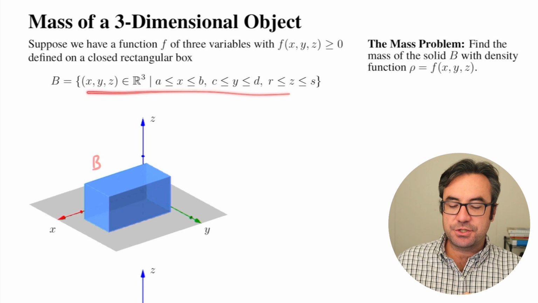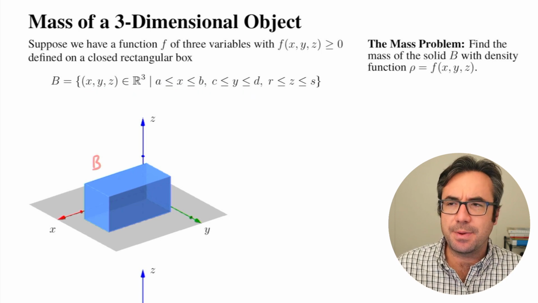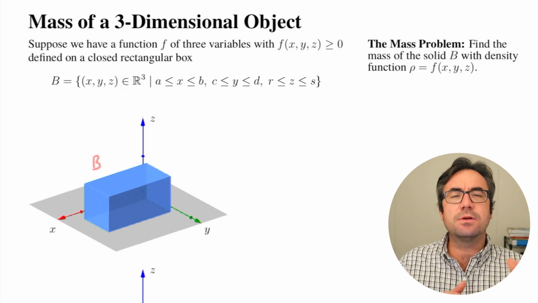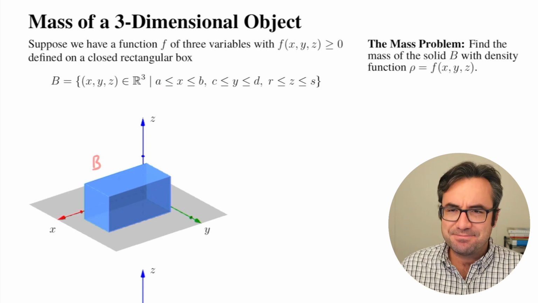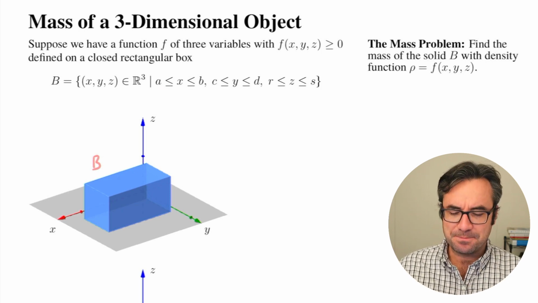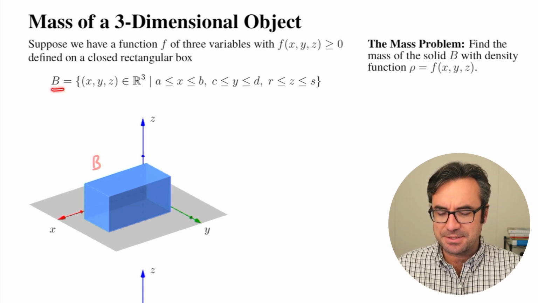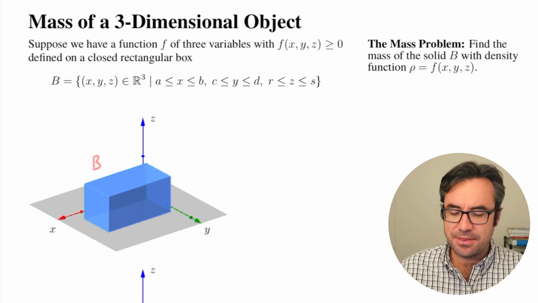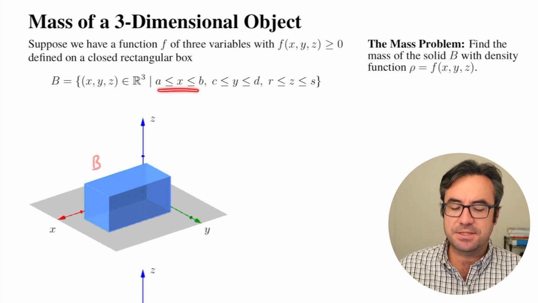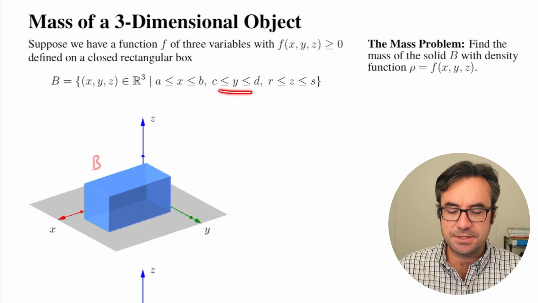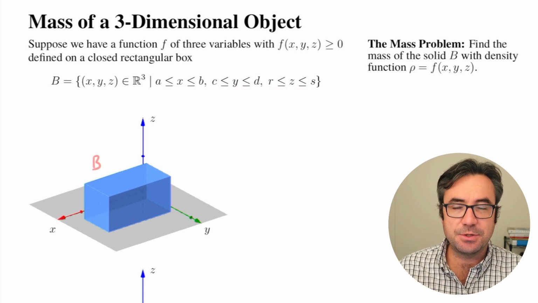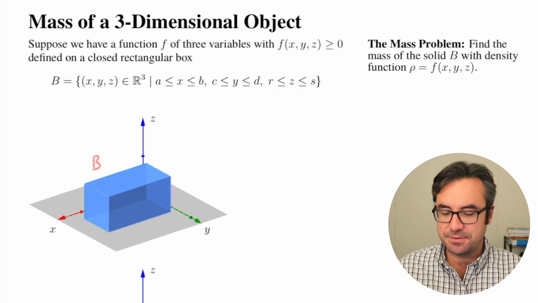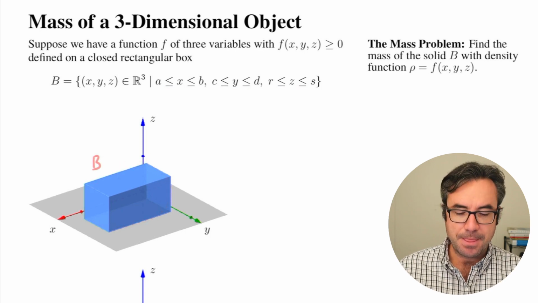And we have it described here. We're going to start with a rectangular box just to make things easier, and then we'll look at other cases as well. So we have this rectangular box, all points x, y, z in three-dimensional space, where x is in between two numbers, y is in between two numbers, and z is in between two numbers. So that gives us this 3D box.